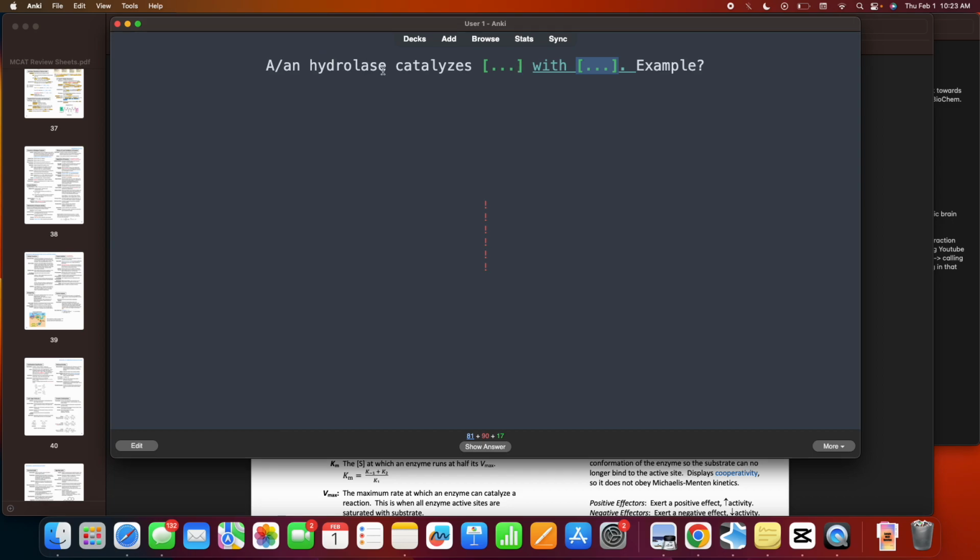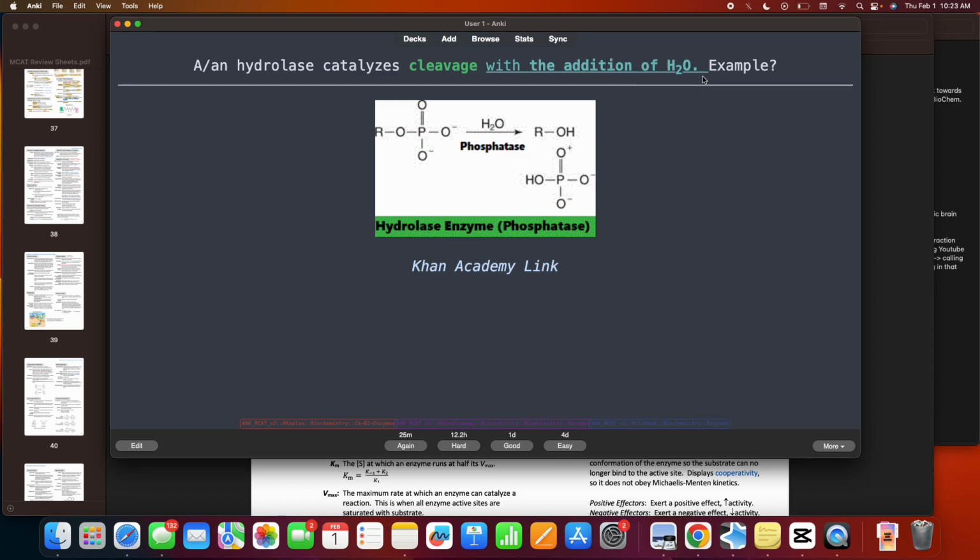So a hydrolase is using water. So with water, it catalyzes the cleavage of a bond. And an example of that would be alcohol dehydrogenase, phosphatase. Sorry.